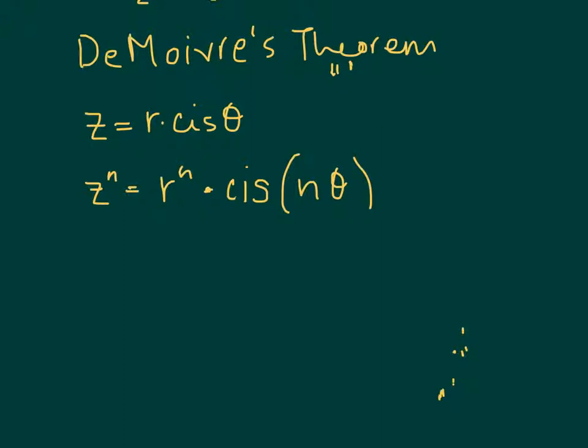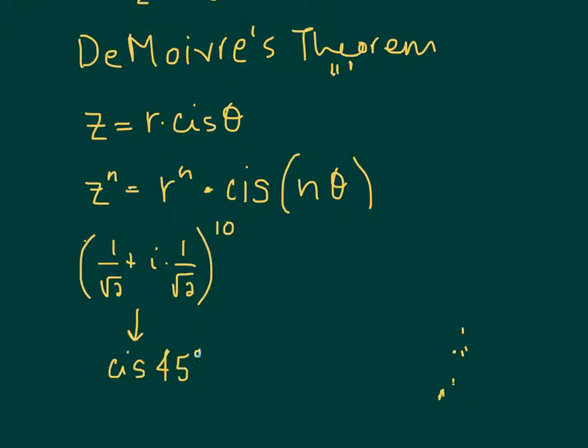So if you had something like this, suppose you had 1 over square root of 2 plus i times 1 over square root of 2, and you needed to raise that, let's say, to the 10th power. Well, that would be fairly hideous. However, you know that in polar form, the r value here is 1, the angle is 45, so I could just call this cis 45 degrees. However, if I'm going to raise that to the 10th, well, my r is 1, so I'm going to have 1 to the 10th, which is not going to make one little bit of difference.